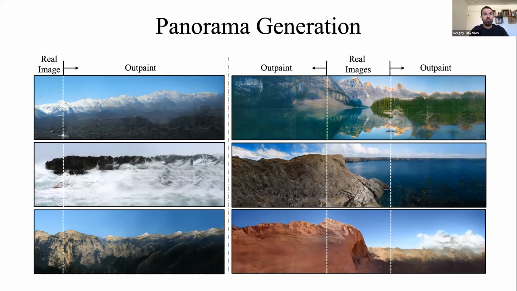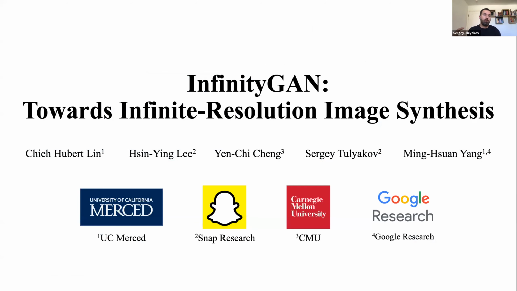So before we get back to image outpainting, we will look at a different way of generating images, and then we get back to image outpainting again. So I would also like to present the InfinityGAN work. And as you can imagine from the title, it can generate infinite images. And so let's see how it works.